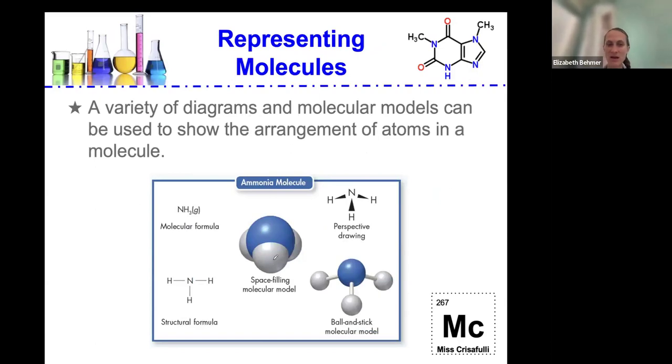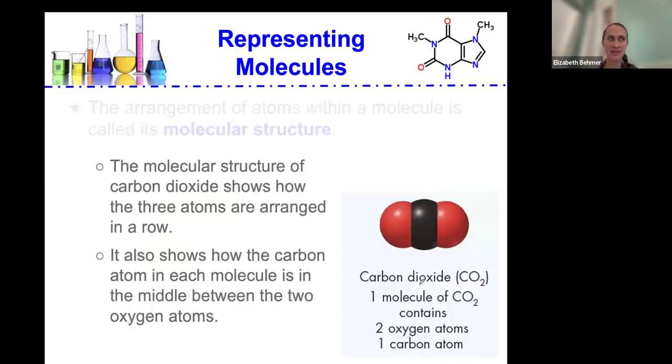We see the space-filling molecular model of ammonia, which is made up of 1 nitrogen and 3 hydrogens. We see the structural formula, the space-filling formula, the perspective drawing, which uses arrows that either point to the center or away from the center to show where in 3D space these atoms will be coming out of, and then the ball and stick molecular model. So lots of different diagrams can be used to show the arrangement of those atoms in a molecule. And as we go through the next couple chapters, we'll see those different arrangements.